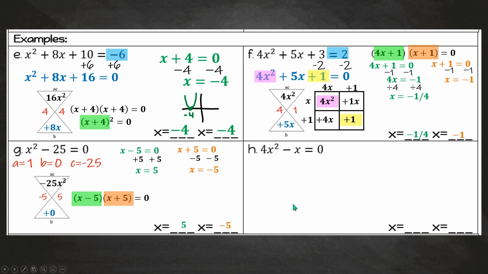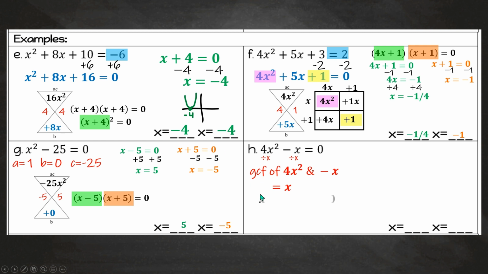All right, one more example here. For h, we have an a term, we have a b term, but we don't have a c term. So when we don't have a c term, we're just going to look for our greatest common factor of the two terms we were given. So 4x squared and negative x, the greatest common factor is equal to x. So I'm going to factor out the x.